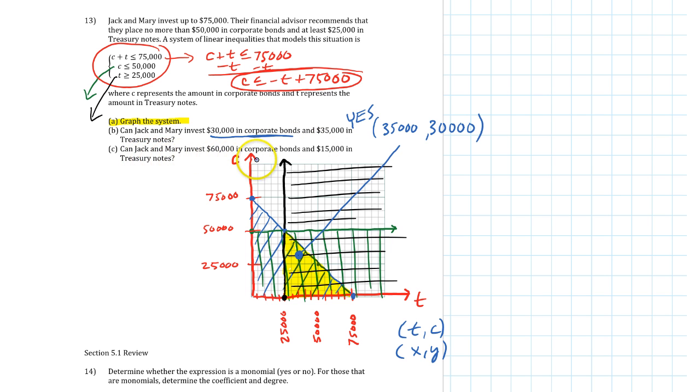Can Jack and Mary invest 60,000 in corporate bonds and 15,000 in treasury? So that ordered pair would look like this. Do that one in red. So 15,000, that's 25, 20, 15 would be right here. 60,000 would be up here. That's outside our yellow triangle, so this one would be no. That's how you answer those questions.